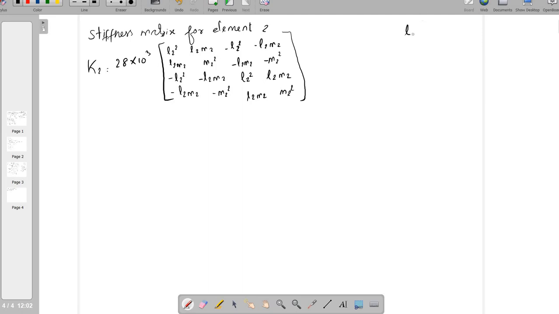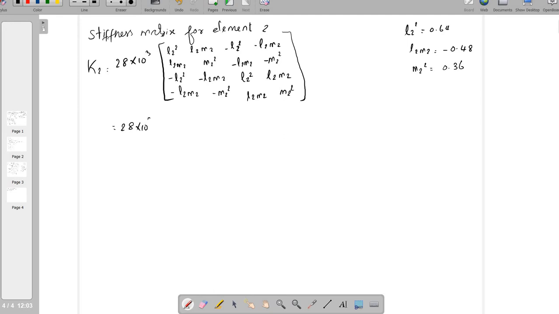Now we can write L2. We know L2 is 0.8. L2 square is 0.64. L2M2 is 0.8 into 0.6. Since M2 is negative, we get minus 0.48. 0.6 into 0.8 is 0.48, so the negative sign is for the M2 value. And M2 square is 0.36, because 0.6 square is 0.36. With these values, we can fill this matrix.